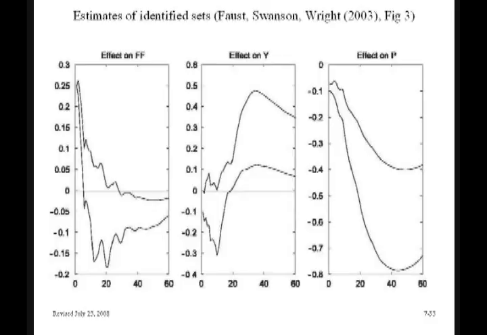Faust, Swanson and Wright have a very nice paper where they go through this, not with this exact mechanism, but with another very closely related mechanism that gives them set identification using high-frequency data. This is a very nice paper. And this is their estimate of the identified set. I'm not going to go through how they did it. So this is a point estimate, like plotting one impulse response in a fully identified system. This is the set that they estimate.